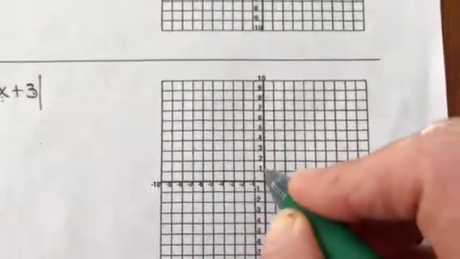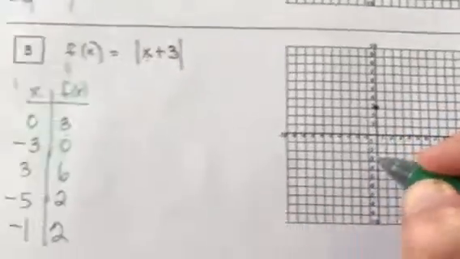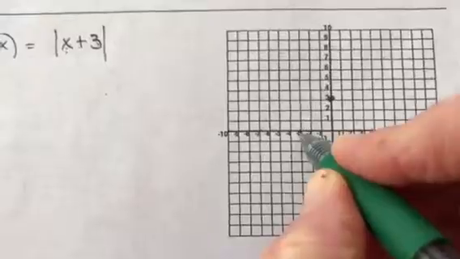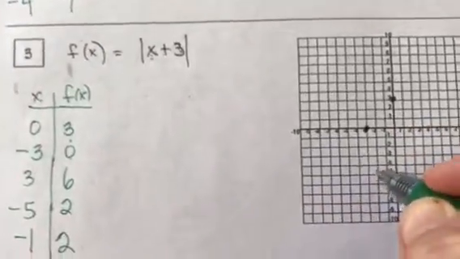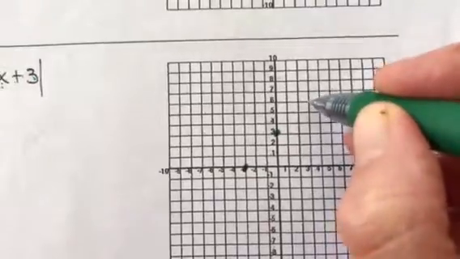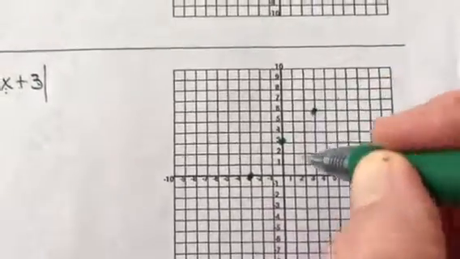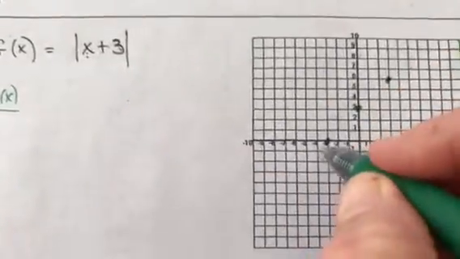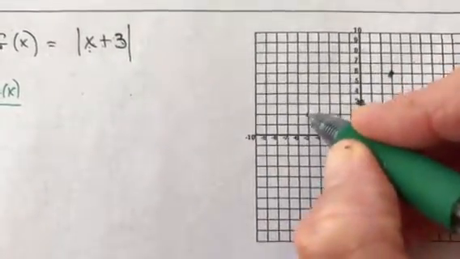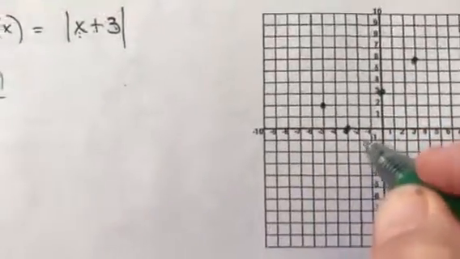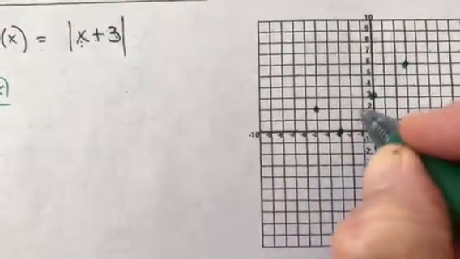So here's 0, 3. 1, 2, 3. Love that point. Negative 3, 0 is right here. Interesting. 3, 6 is right here. So I can see this right here. Negative 5, 2 is right there. Interesting. Negative 1, 2.